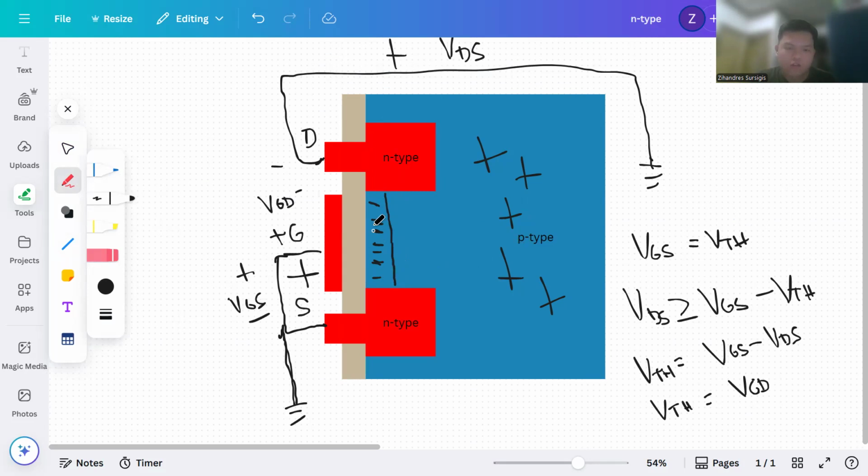This is it. This is the channel formed due to the inversion layer. But when your VDS, or your VGD, is just equal to VTH, the channel formed in this portion is negligible. The width formed is negligible. So, it actually looks like this.